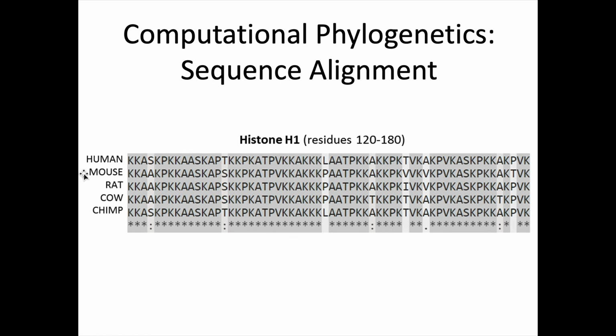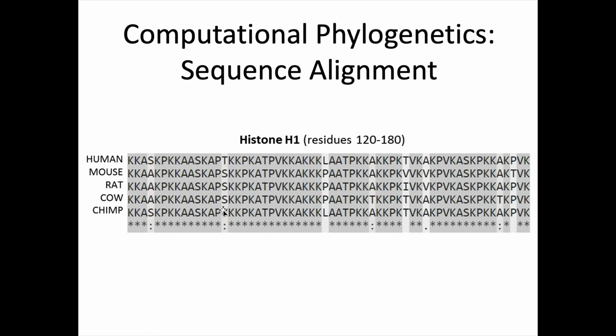Obviously, human, mouse, rat, cow, and chimp, these are all mammals, so they should have a lot in common with one another, but we can start to see some differences in this position. Most of them have an alanine amino acid, but it looks like humans and chimps have a serine amino acid. Oh, humans, chimps, more closely related to one another than they are to rats or cows? Who'd have thunk it? And we can continue to scan through here.